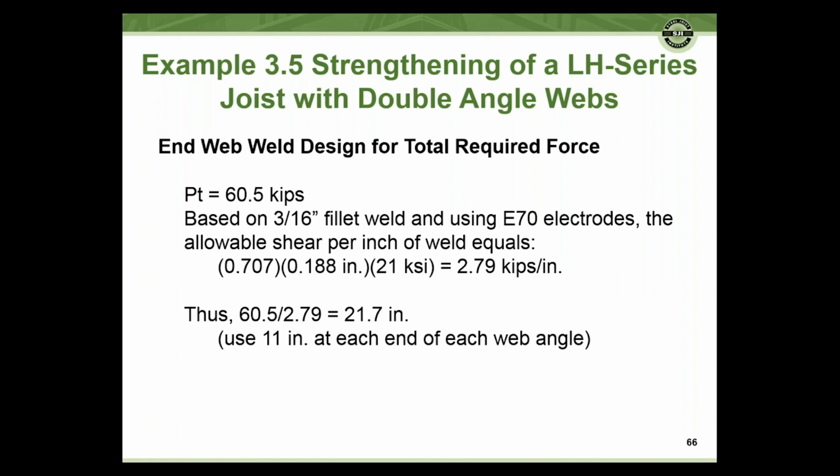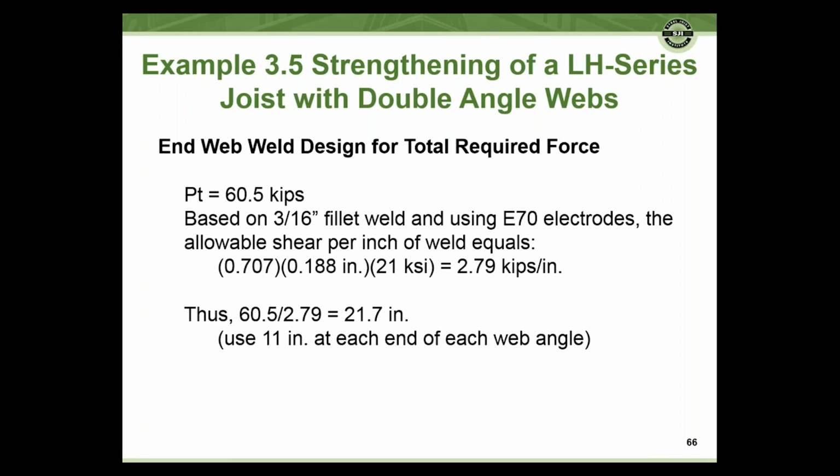Now, we also have to check and look at the end web design, the weld of the end web, and what its required force is, and whether we have enough at the end of that web. Remember our original analysis: we calculated that we need 60.5 kips. We're going to base our design on a 3/16 fillet weld, E70 electrodes. The weld capacity per inch for a 3/16 fillet weld is 2.79 kips per inch. We need 60.5 kips for our capacity. We divide those two numbers and we get that we need 11 inches at each end of each web.